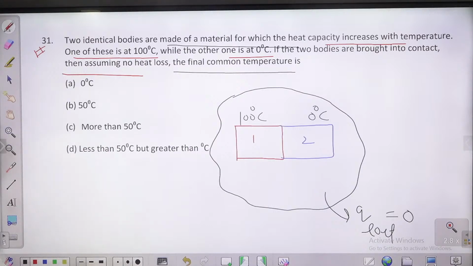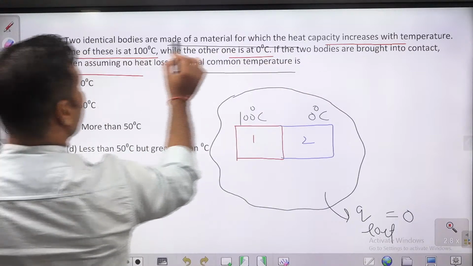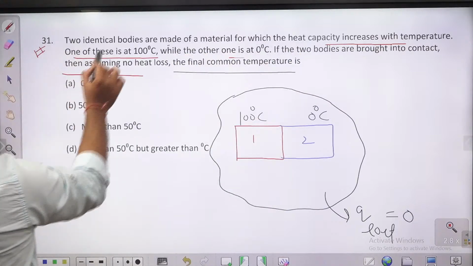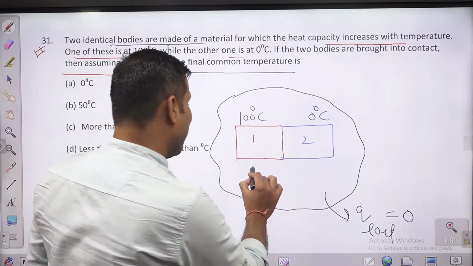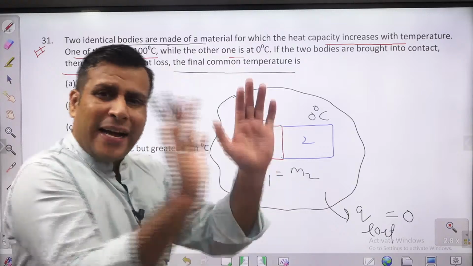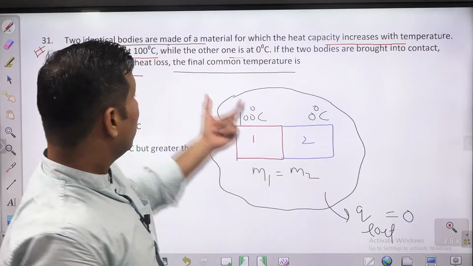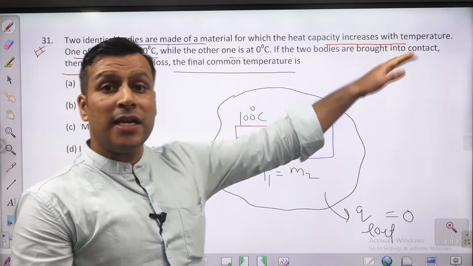Let me again read it for you guys. Two identical bodies. So these two bodies are same. Identical means they are having same mass. Both are having same mass. They are identical in all manners. But one is at 100, another one is at 0 degrees Celsius, and their capacity increases with temperature.